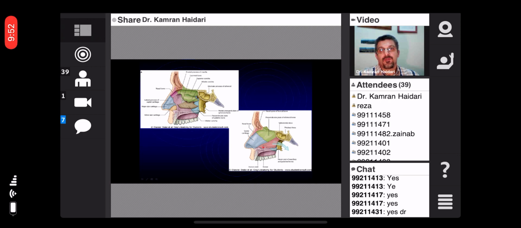Vomer bone is an individual bone, and this bone is one of the single bones in the cranium. We've got a small contribution from some other bones. For example, the nasal crest of the palatine bone, blue, and the nasal crest of the maxillary bone, pink. Okay, this is the small contribution of these bones to form the nasal septum or medial wall of the nasal cavity.